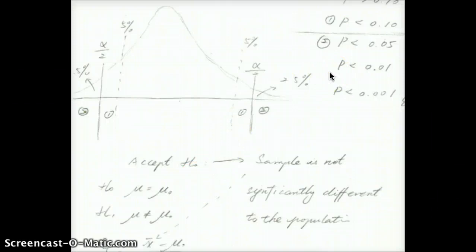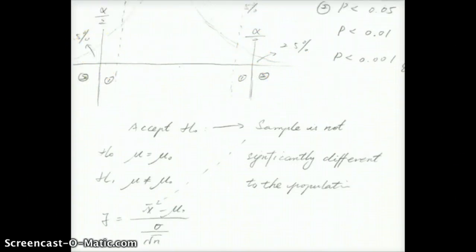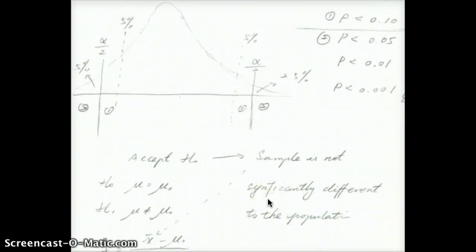So in this case, this is alpha divided by 2, and this area is a reject area, and this area is also a reject area. Which means if we calculate the value from this formula, and the value is larger than this alpha divided by 2 or smaller than this alpha divided by 2, we have to reject it. Based on the calculated z-value, we can find the p-value.